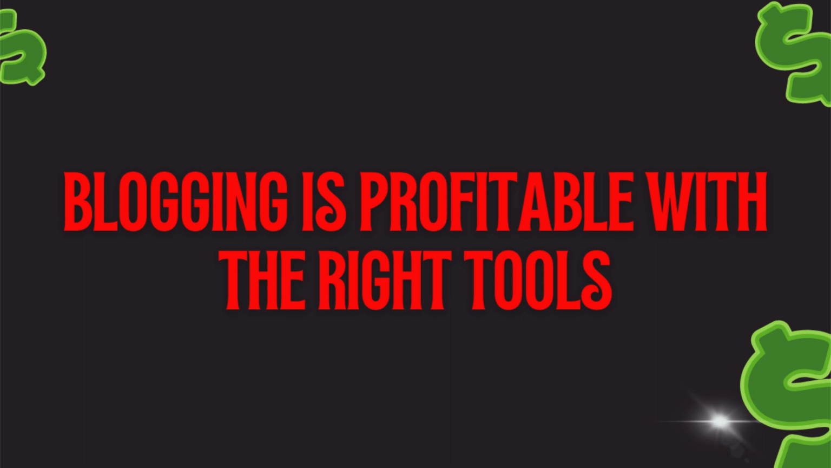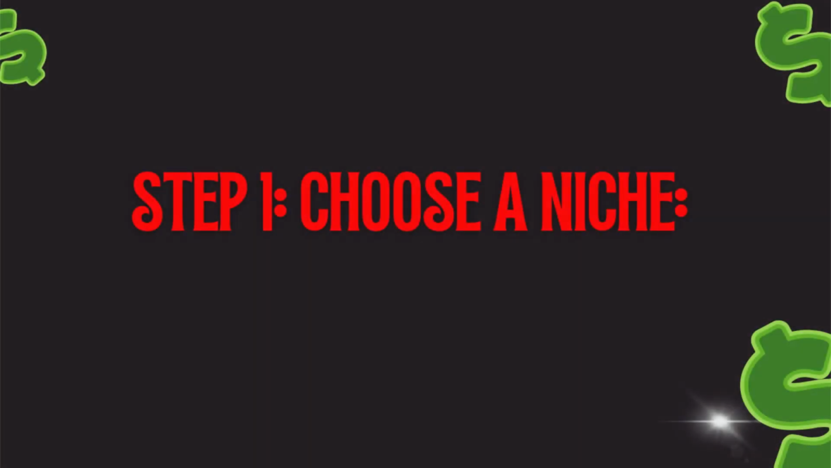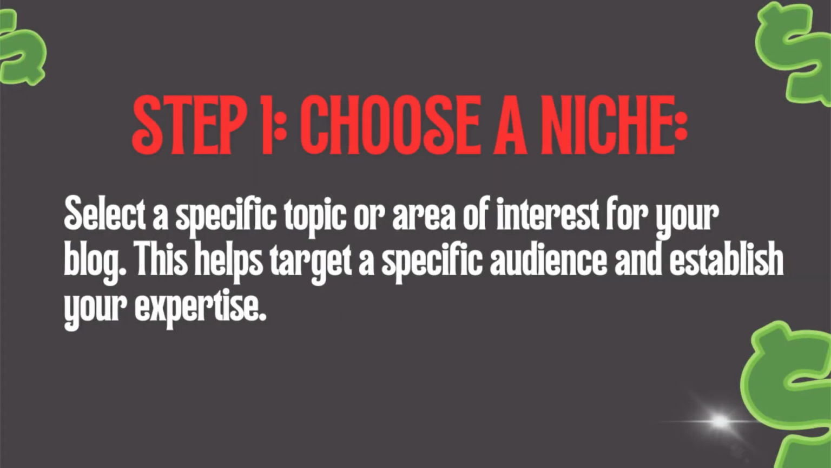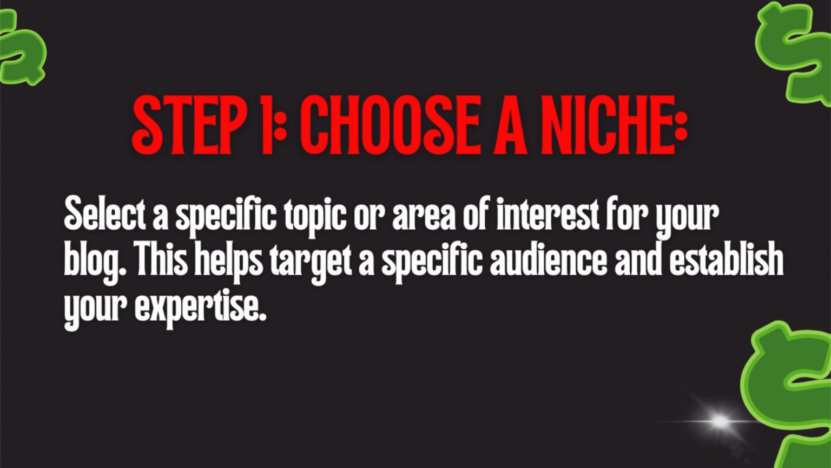Now, in this video, I'm going to be sharing with you this one tool that you can start using in your blog to ensure that you have a profitable blog. Like I said, once you get started on your blog, meaning you've chosen a niche, a specific topic or area of interest for your blog, then you want to make sure that this is targeting a particular audience. You want to establish your expertise. This helps target a specific audience and establish your expertise.